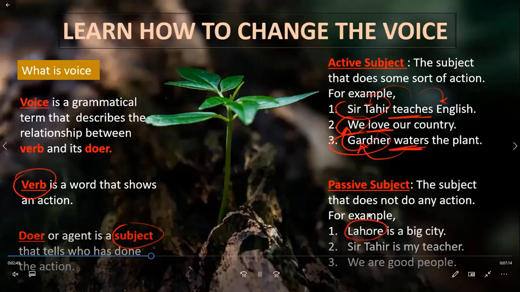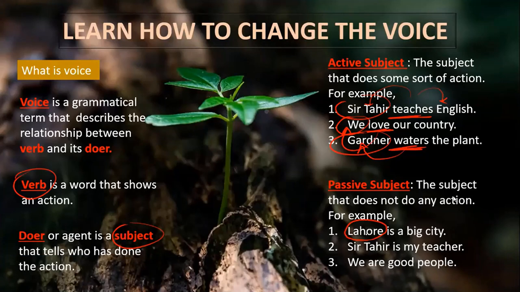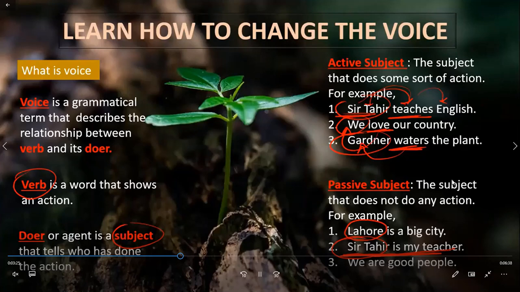Now passive subject, the subject that does not do any action. No action has been done by the subject. That kind of subject is known as passive subject. Lahore is a big city. Sata is my teacher. We are good people. Lahore is a subject. Sata is a subject. We is a subject. But no particular action has been mentioned over there, so that's why the subject is passive. Means the subject is not doing any action, so that's why we are saying that it is not active and it is in passive condition.